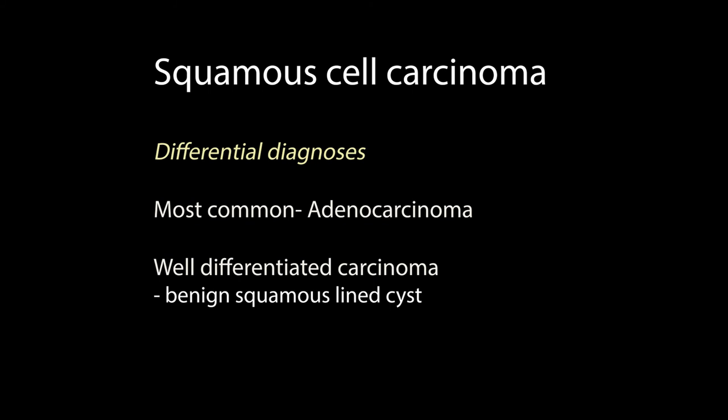So in summary, for SCC, the most common differential diagnoses are when the tumour, or at least the cytology sample, is composed of cells that are more basaloid type. Then the differential diagnosis is between poorly differentiated SCC and a poorly differentiated adenocarcinoma. And the other common differential diagnosis, which I talked about in the head and neck area in particular, is with a well-differentiated SCC that's heavily keratinized with a benign squamous lined cyst.